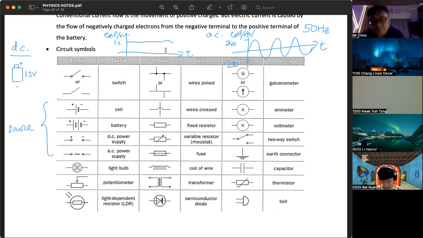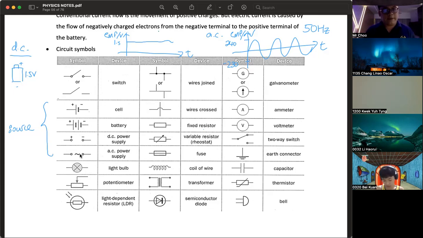Did that answer your question? In O level, you need not explain why AC is important, but that is the history of why now we are all using AC. Okay, so that is the difference between DC and AC. And because AC is a sine graph, it goes up and down in Singapore 50 times every second. You see this symbol here. Clear?